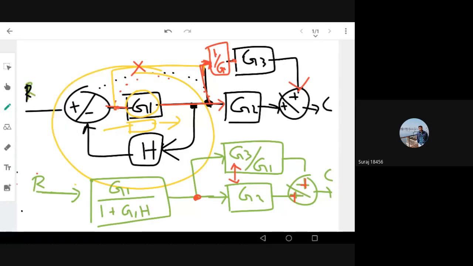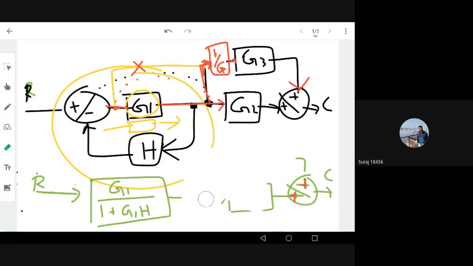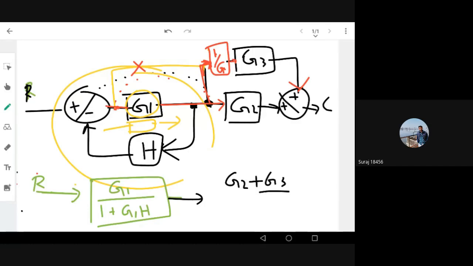G2 plus G3 by G1, or G3 by G1 plus G2. So I can say G2 plus G3 by G1. I can make a simple individual transfer function without any complications. G2 plus G3 by G1, and this is my output C.